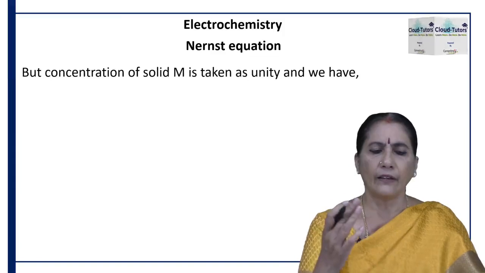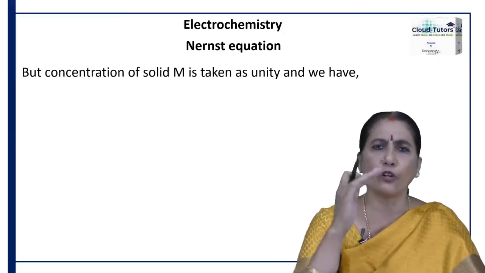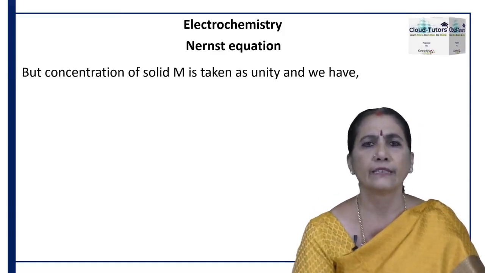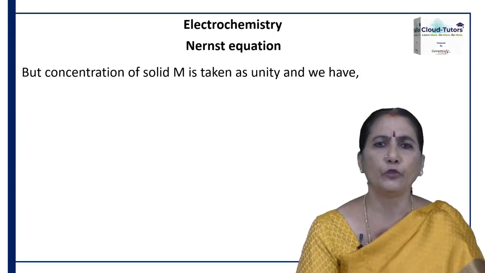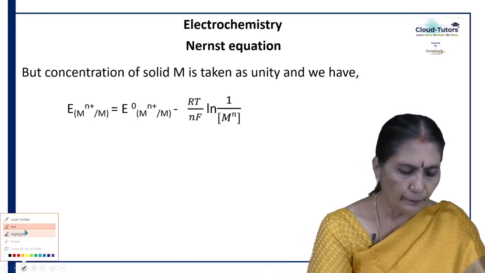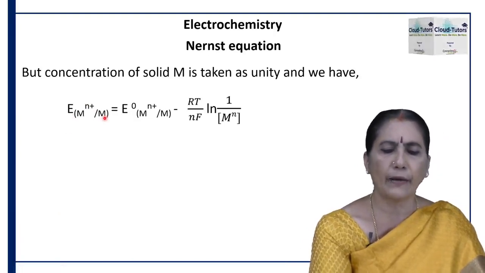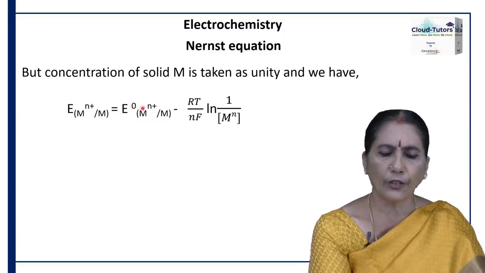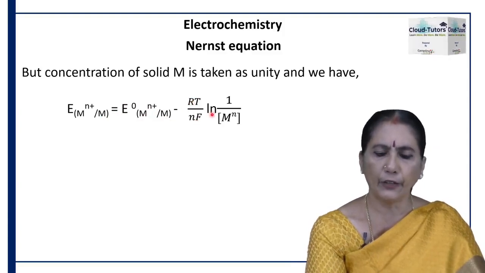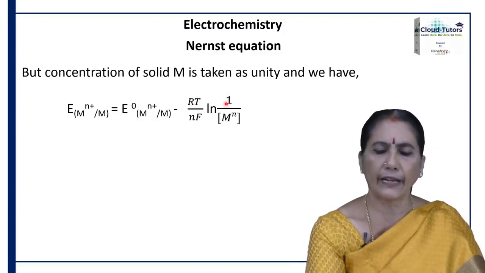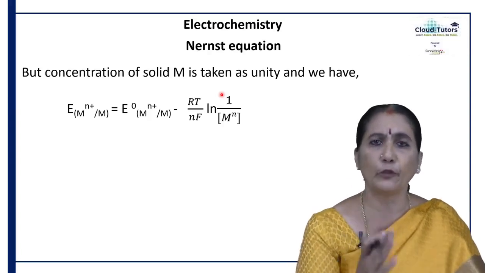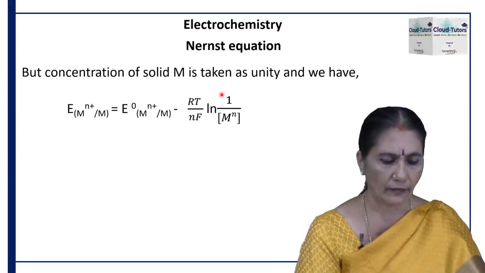Now, whenever we are talking about the concentration of a metal which is existing in the solid state, we know it is always equated to unity. That means E of Mn+ | M is equal to E naught of Mn+ | M minus RT by nF into ln. In the numerator, I can just substitute the value of 1 because the metal is existing in the pure state. Activity is equal to 1.